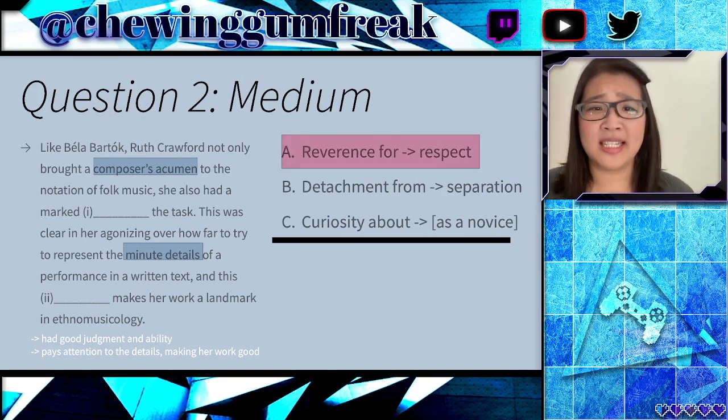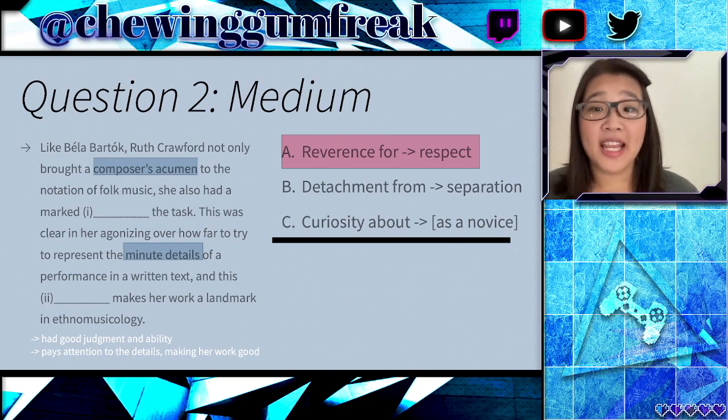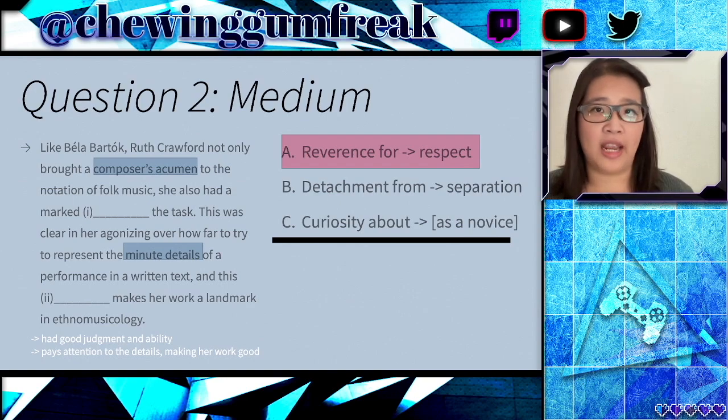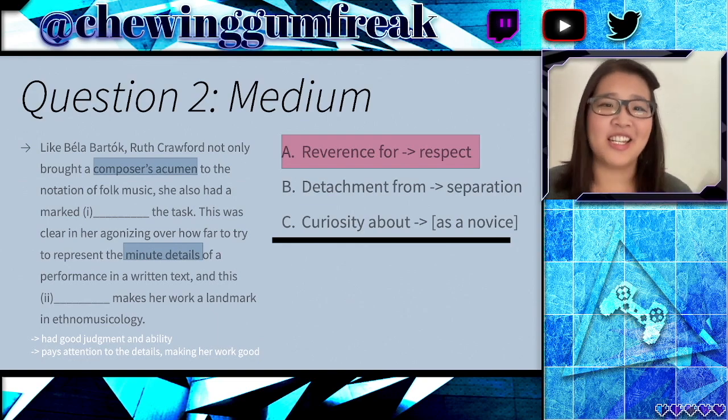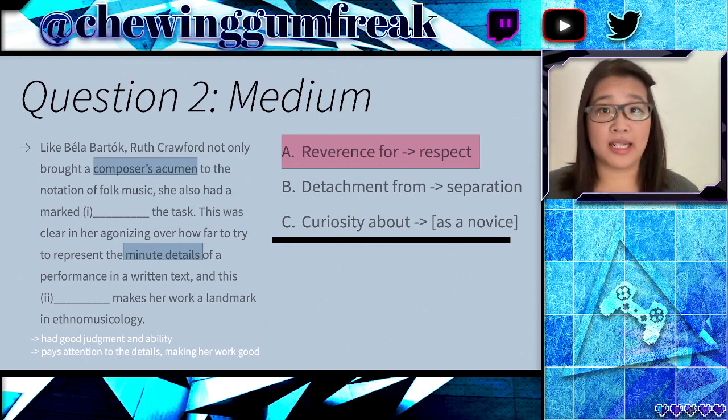To look at the sentence, Ruth Crawford had acumen, she had a lot of skill and knowledge, and she really respected the task. She really respected the ability to notate folk music. And you can see that those two ideas align, which makes sense with the structure of the sentence, not only, also, and that supports that A is the correct answer.